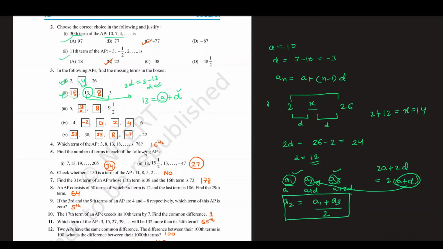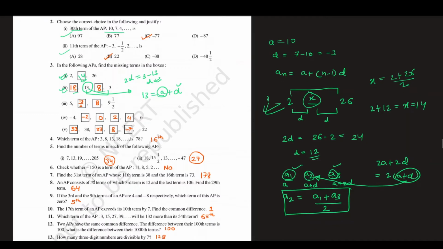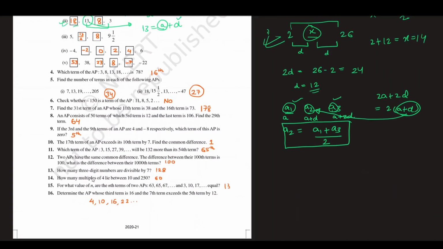So in this question, we can do simply x = (2 + 26)/2 also. Then we have which term of this AP is 78. Just apply the same nth term formula and you will get the answer. So the answer is 16. Find the number of terms. In this, a is this one, an is this one, and we can find d from this, 13 minus 7, and just find n from the an formula.